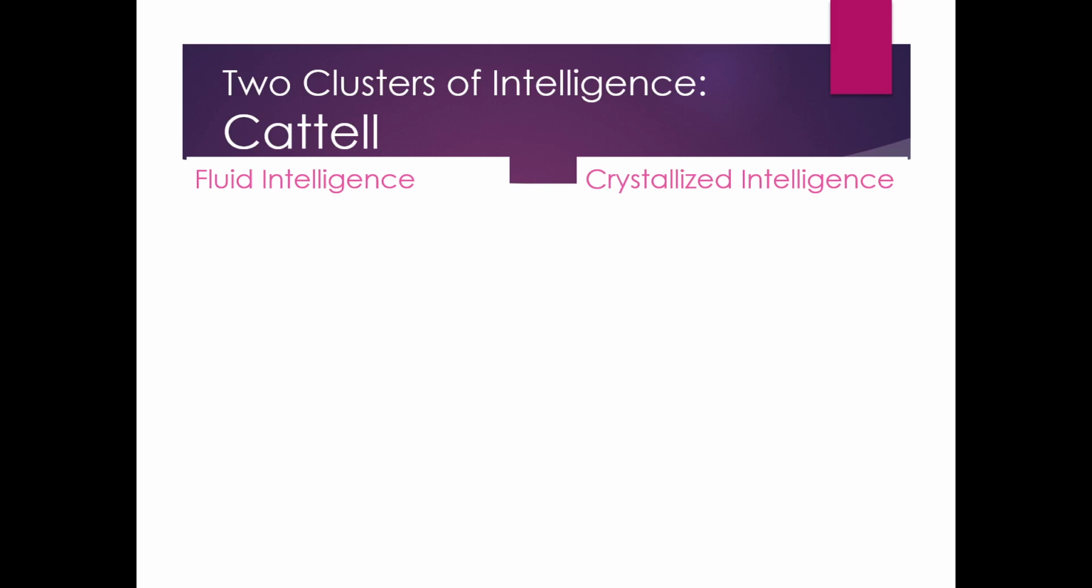Now, something that Cattell pointed out is that there are different kinds of intelligence, like different clusters of intelligence. He said that there's this one big cluster that he called fluid intelligence, and then this other big cluster that he called crystallized intelligence. When we talk about fluid intelligence, we're talking about solving tasks that require speedy processing, whereas with crystallized intelligence, we're really talking about accumulated knowledge, right? Things that you have accumulated through learning, experience, stuff like that.